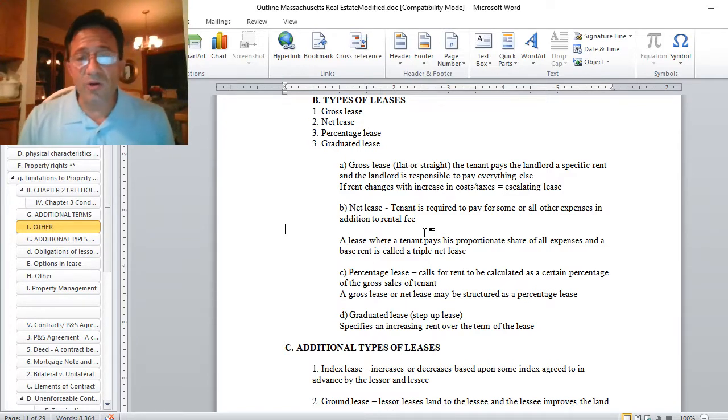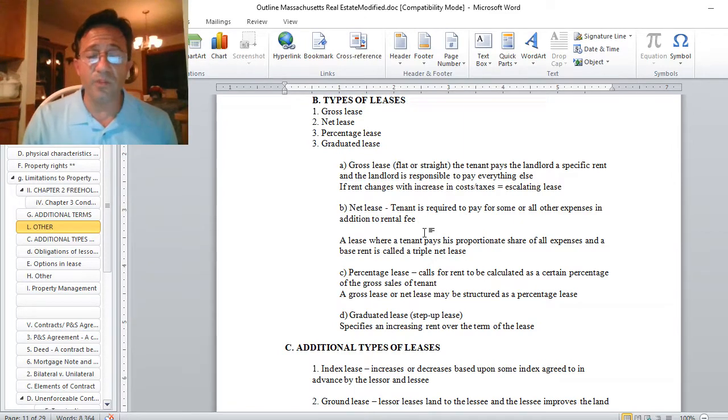And those are all calculated in accordance with the yearly expenses on the building. So it's called a triple net lease. Triple net lease is where the tenant will be paying the rent, the monthly rent, and then all three expenses associated with the common areas of the building. And this is typically calculated by square footage.